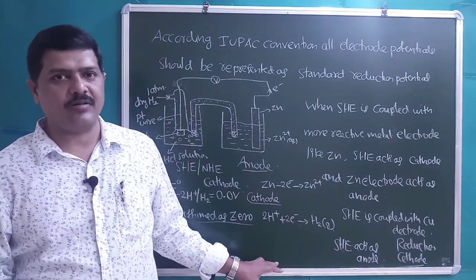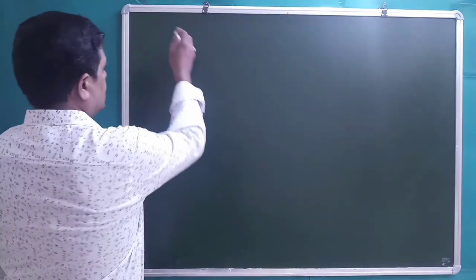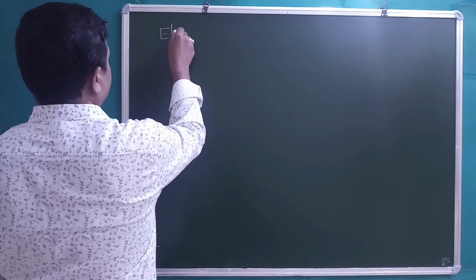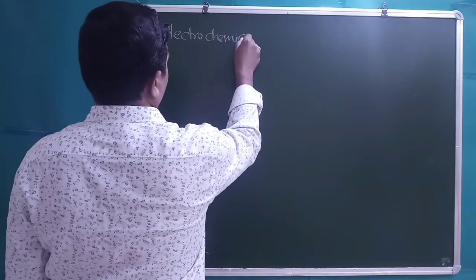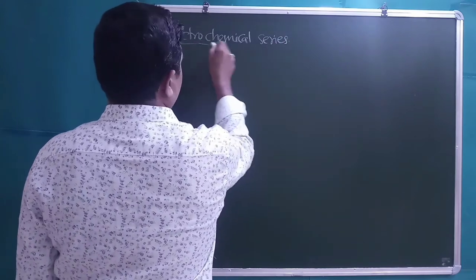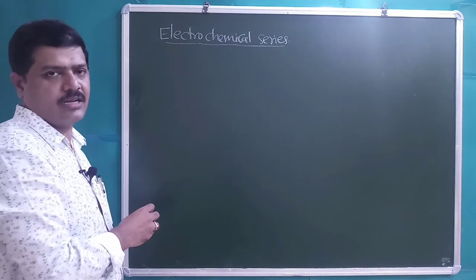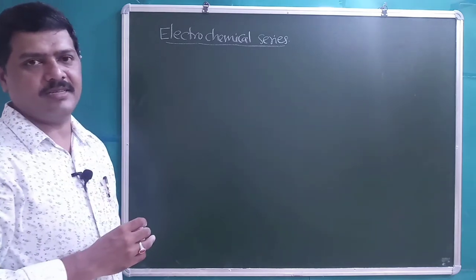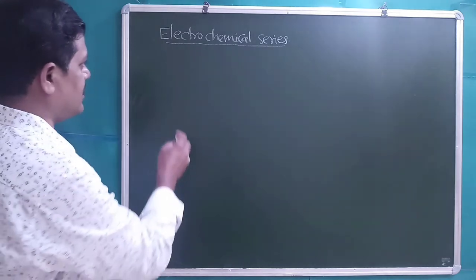Students, let us continue our discussion with the next topic, that is the electrochemical series. Standard reduction potentials of some metals and some elements arranged in increasing order are called the electrochemical series.